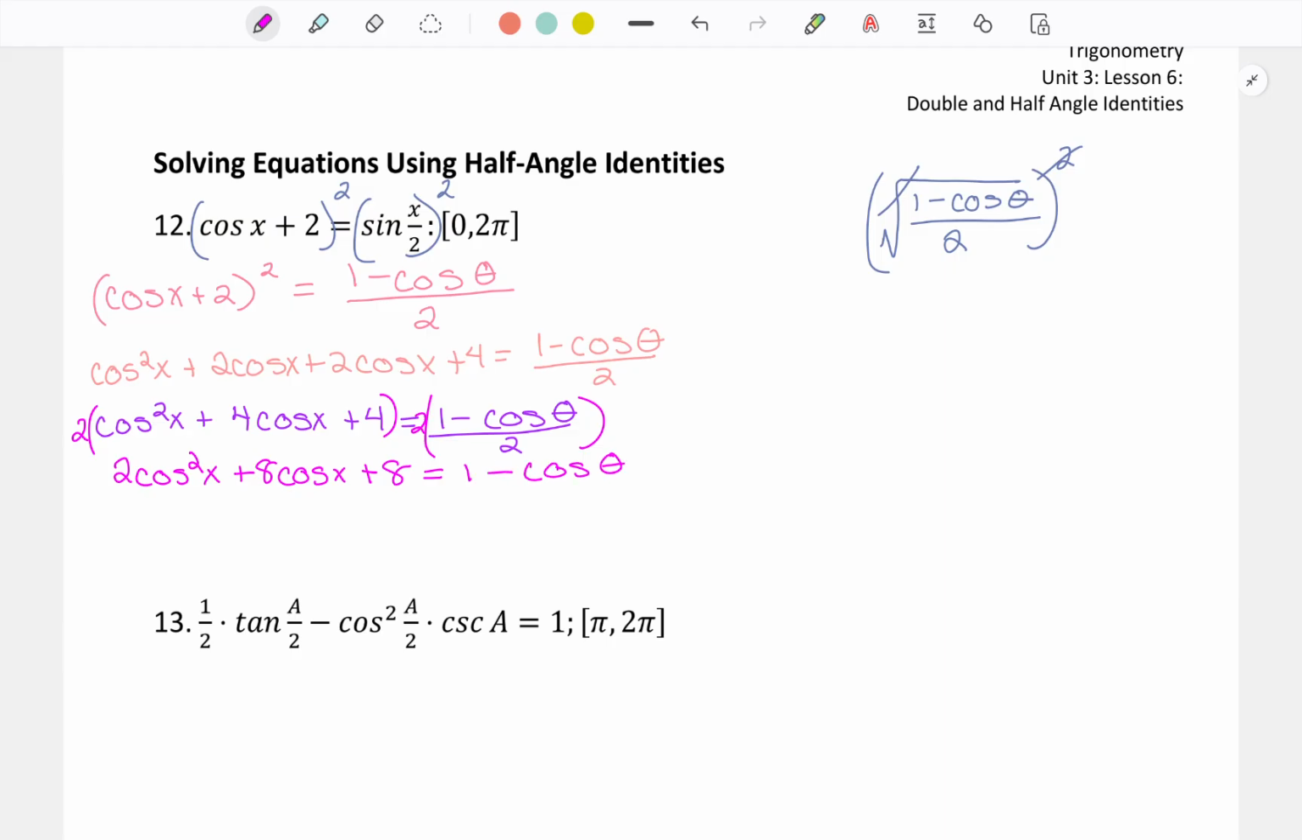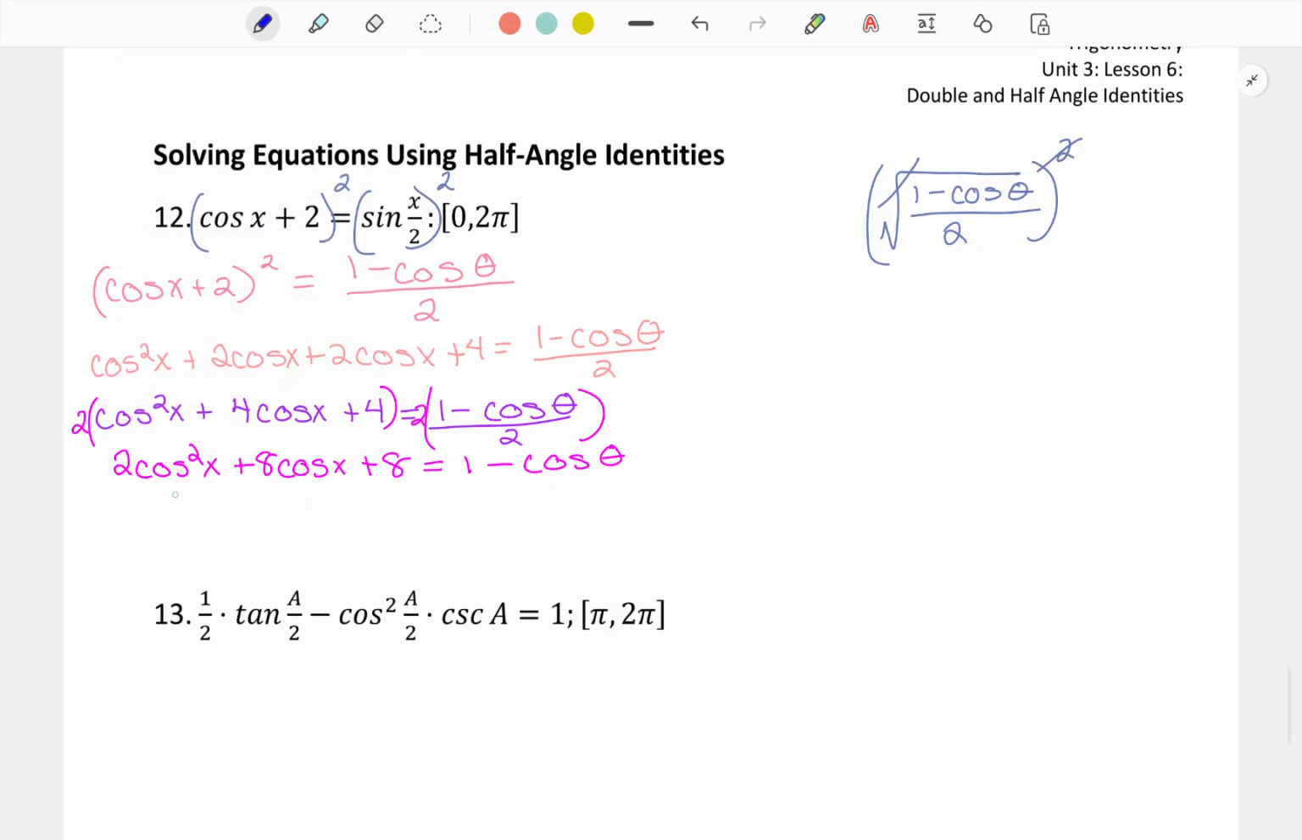Let's go ahead and get everything to one side. So we are going to subtract 1 and add cosine theta. That's going to give us 2 cosine squared x plus 9 cosine x plus 7 equals 0.